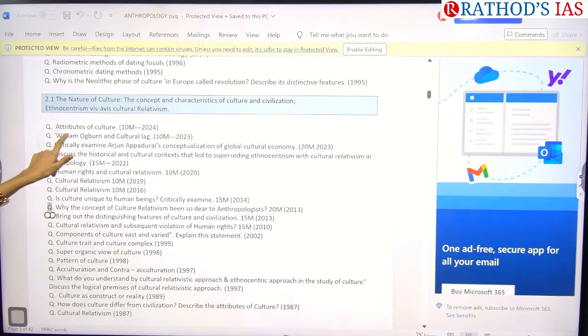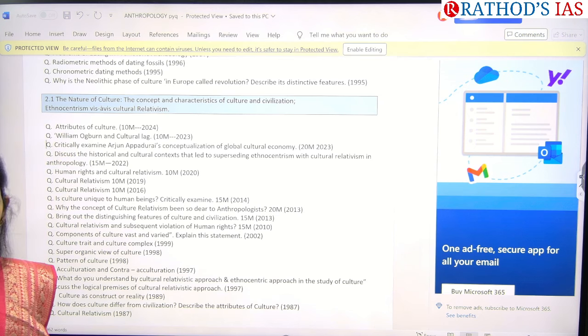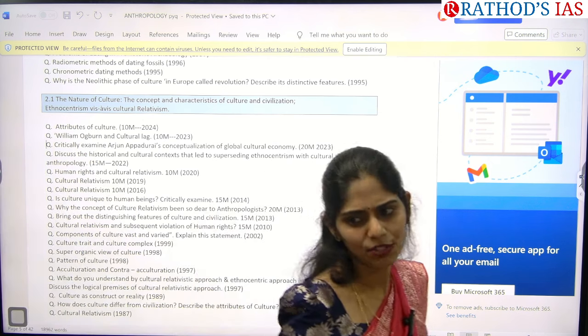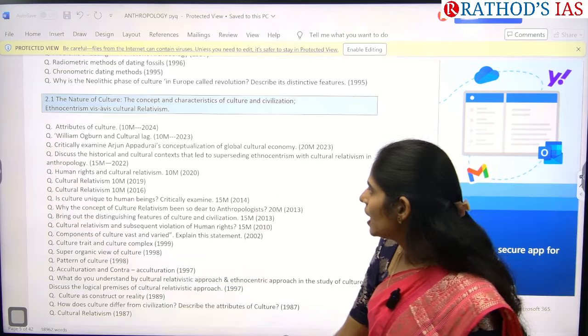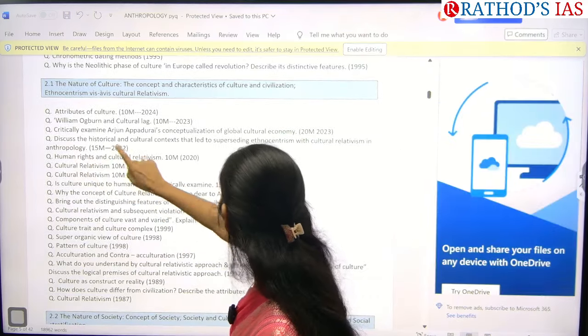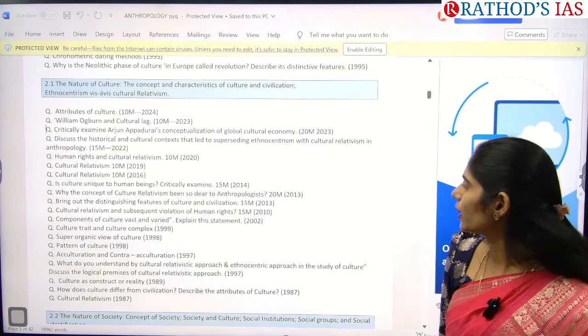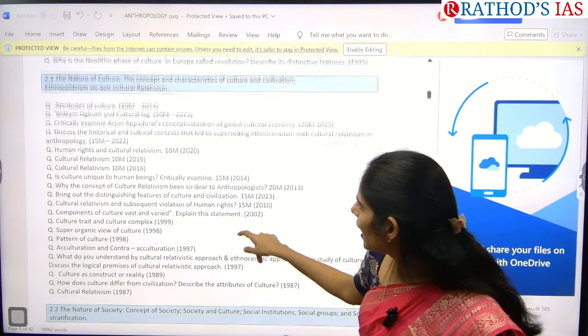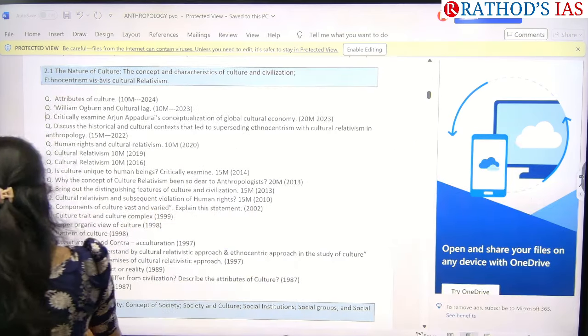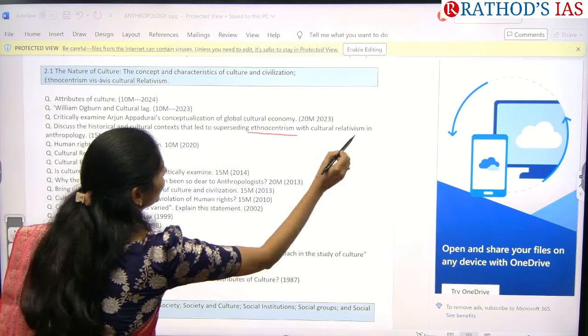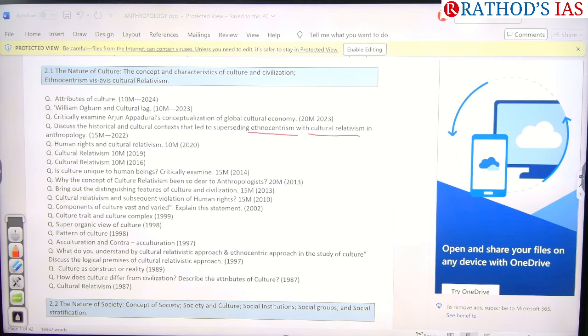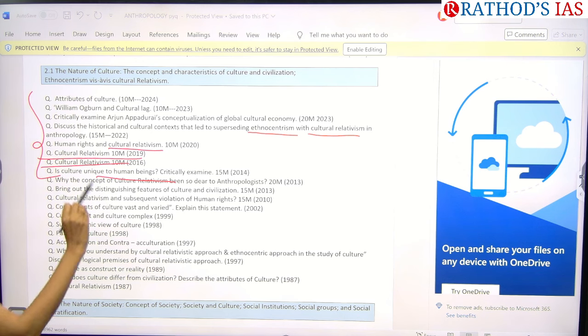The second one is 2.1, about culture. They asked what is culture. You can write the characteristics of culture, functions of culture, and different types of culture, just for 10 marks. The next one is to examine the conceptualization of the global culture economy. We will be discussing that in the class. And next you will get questions regarding ethnocentrism and cultural relativism. What is this? You have to give examples. And the next one is cultural relativism again. So most of the time this topic is repeated.